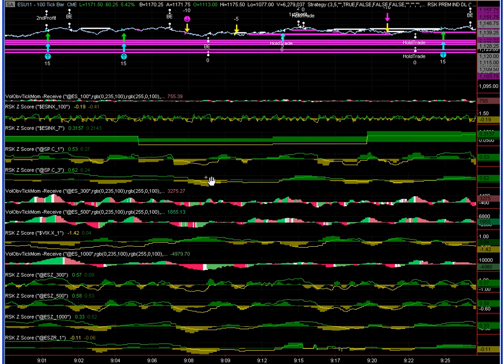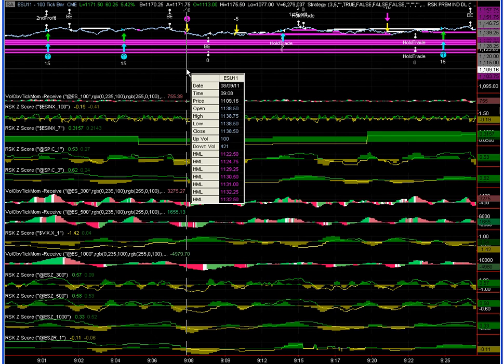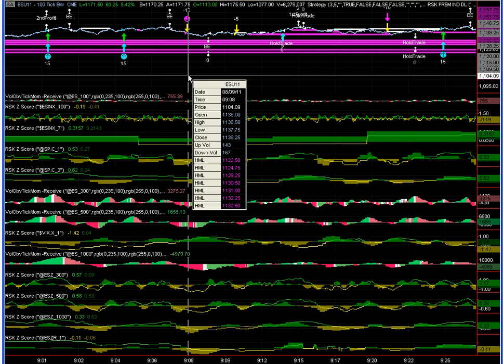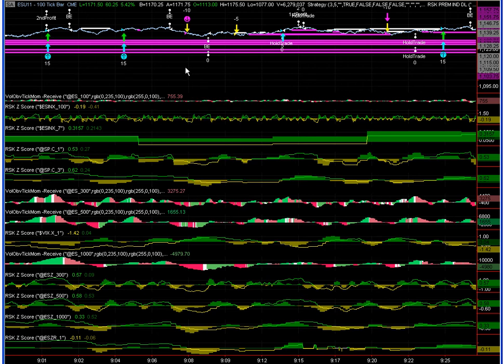Now over here, right in there, that short trade is being governed by way of the S&P as well as the 300 tick down here. Pardon me, the 1000 tick down here.